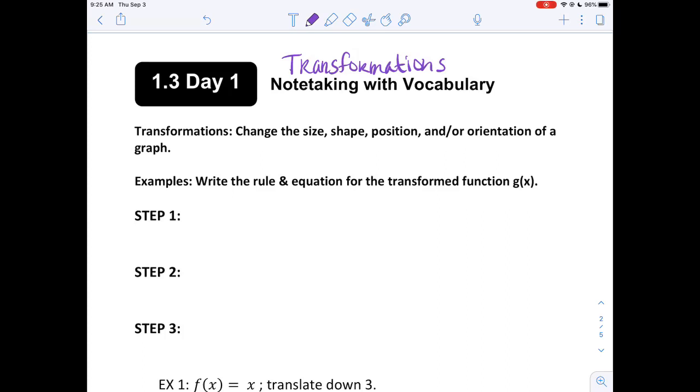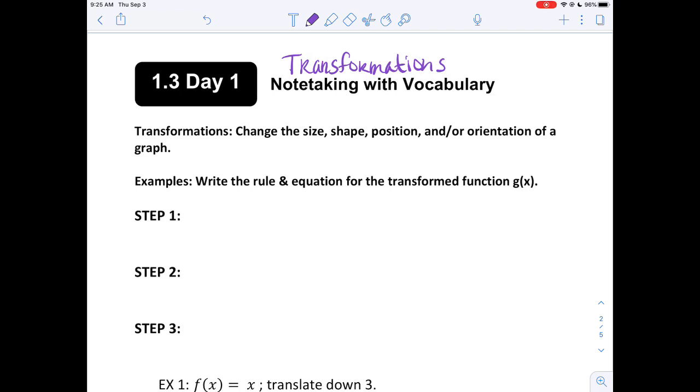Hi everyone, today we are going to be talking about lesson 1.3, and this is just the first day of transformations. You will recall from last time that transformations change the size, shape, position, and/or the orientation of a graph. We are going to look in the opposite direction that we did last time. Last time we were given a graph or an equation and asked to identify the transformations. This time we're going to be given a function and asked to write an equation to represent some transformations.